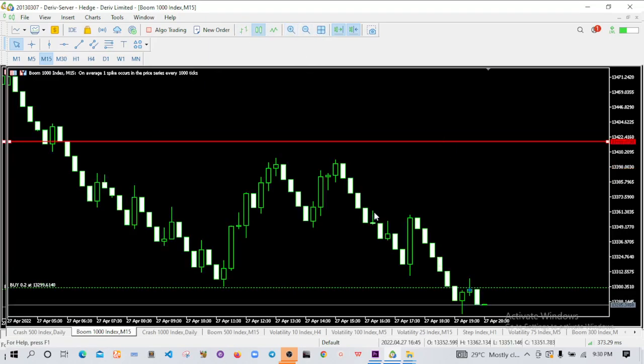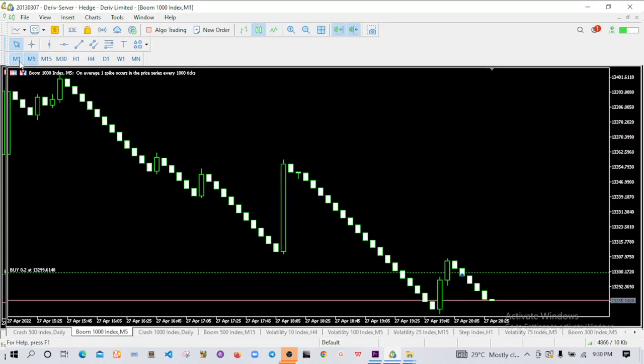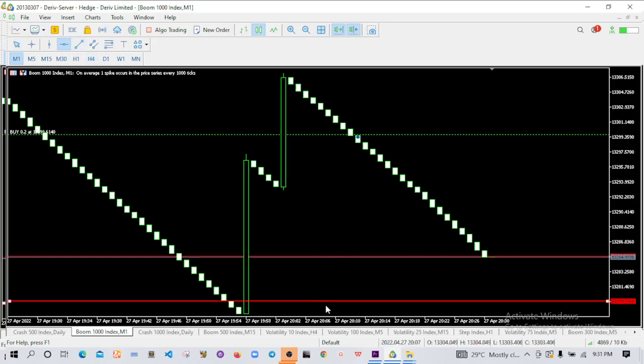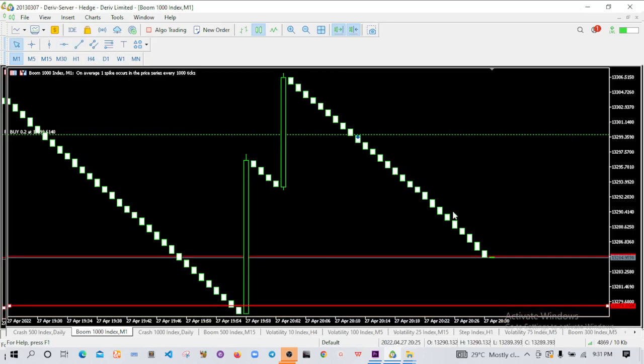Okay, so now I'm going to show you why some people keep saying that Boom and Crash don't respect stop loss. How to set your stop loss while trading Boom and Crash. Now if I go down to the 5 minutes time frame, let me go down to the 1 minute time frame. So for instance, if I enter this trade right here, and I decide to set my stop loss maybe at this point, you can see how many candlesticks I'm risking.